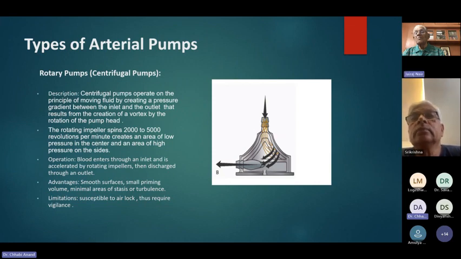Operation: blood enters through an inlet and is accelerated by rotating impellers, then discharged through an outlet. Advantages: smooth surface, small priming volume, minimal area of stasis or turbulence. Limitations: susceptible to airlock, thus requires vigilance.